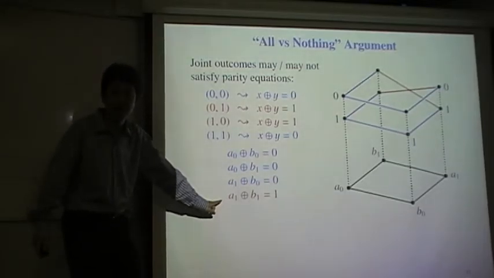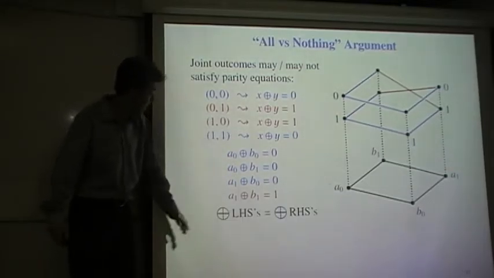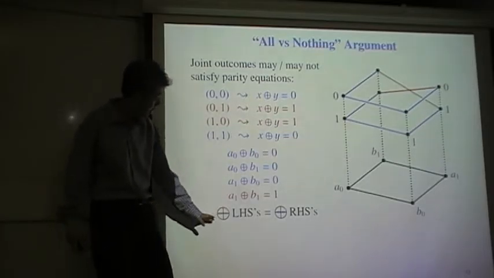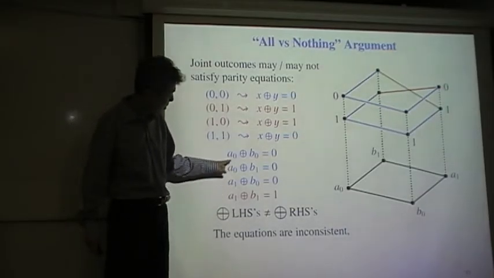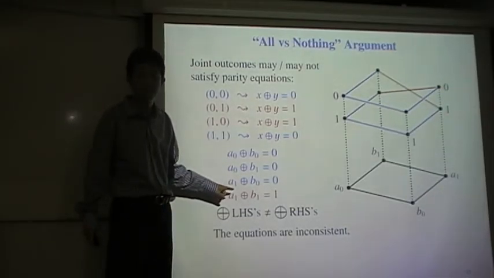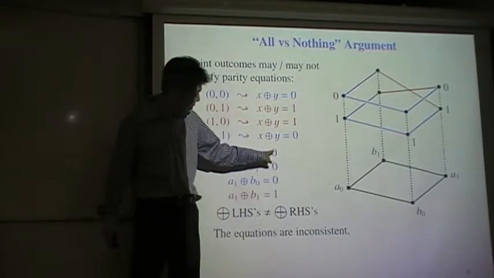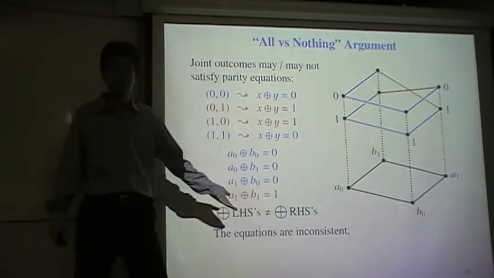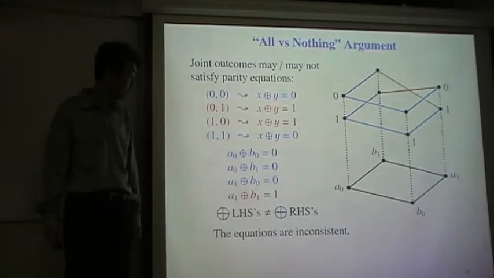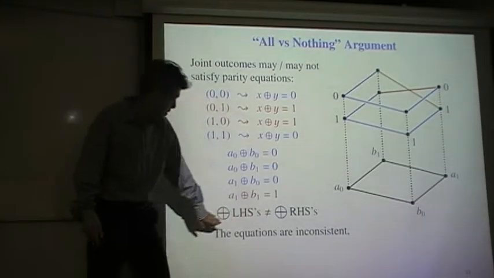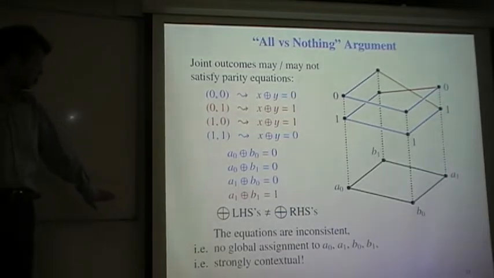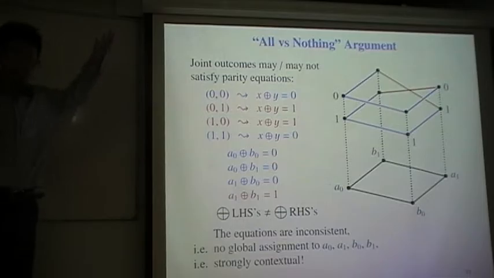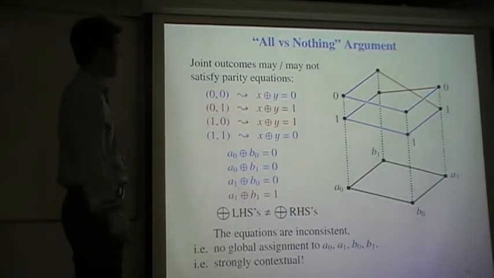This is anti-correlated. Then if you add them up mod 2, then the left-hand side must be equal to the right-hand side, but no. Because on the left-hand side, each variable occurs twice, so everything cancels out. Right-hand side, 0, 0, 0, 1, so the right-hand side must be 1 mod 2. So this cannot be the case, therefore the equations are inconsistent. In other words, there's no global assignment of values to the variables, therefore strongly contextual. So that's the easy argument for strong contextuality.